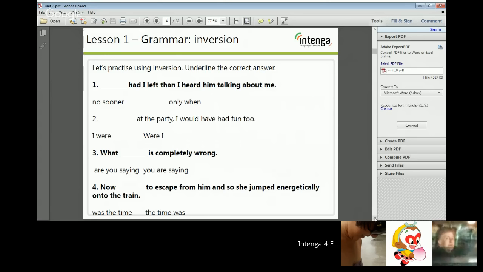Mm-hmm. Why then? Not then. No sooner than. Okay, comparative. Yeah, exactly. It's comparing two moments here. Okay, yes. Does that help? Yes. I got the structure now.